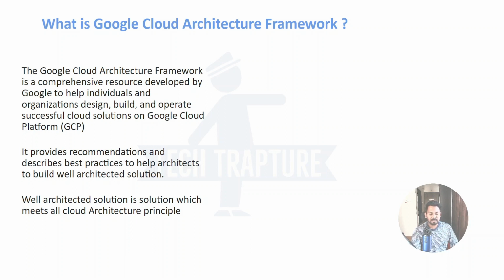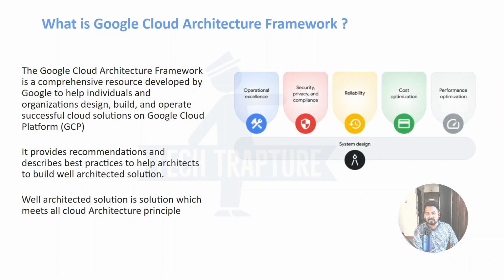So what are these 6 pillars or architecture principles? These are the 6 pillars from the Google Cloud Architecture Framework. First is operational excellence, second is security, privacy and compliance, third is reliability, then cost optimization and performance optimization, and system design is common across all and is the base principle for all these architecture principles. Now we are going to see all these principles one by one.